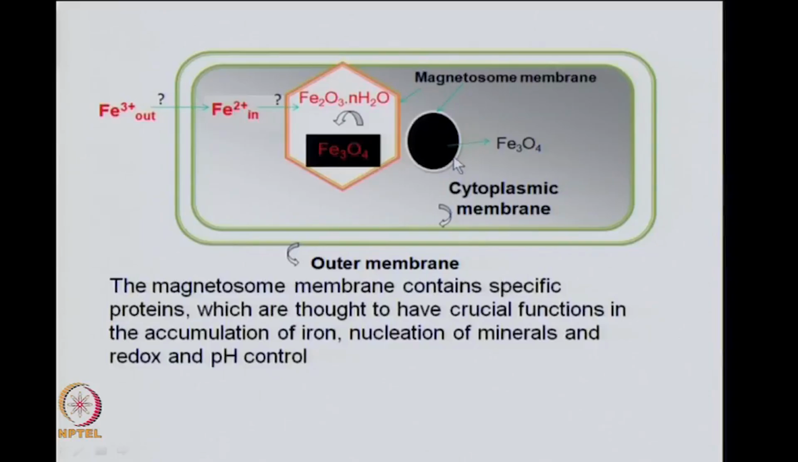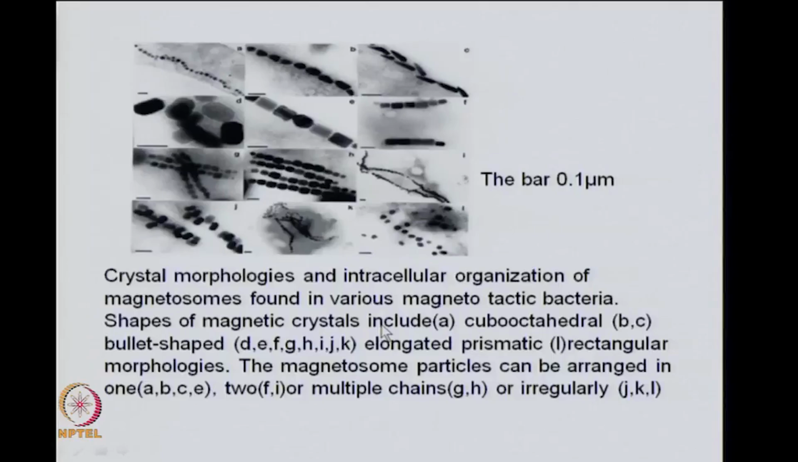The whole thing is called a magnetosome. Many of these magnetosomes with Fe3O4 are present inside the cell, and they control the movement of the bacteria in the presence of a magnetic field. How the exact formation happens and how the ions move inside are still open questions, but a lot of it depends on the pH and other redox behavior in these magnetotactic bacteria.